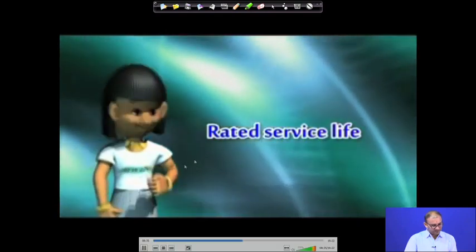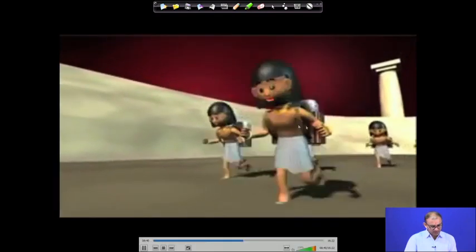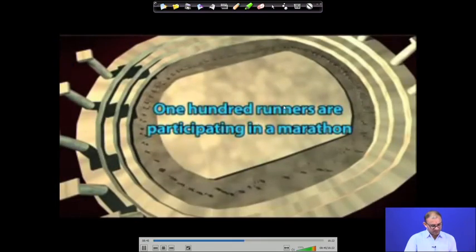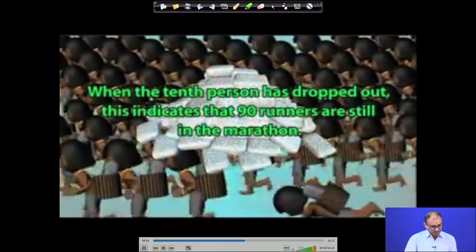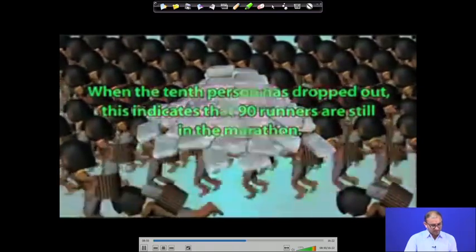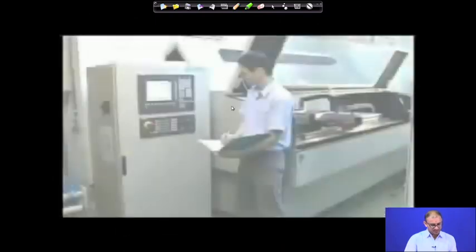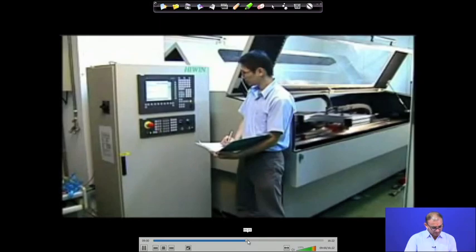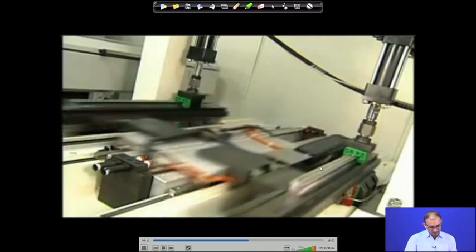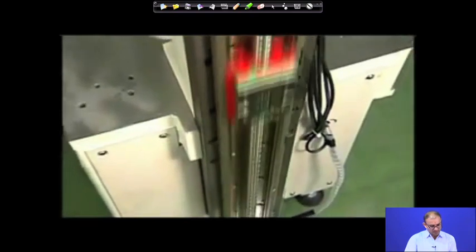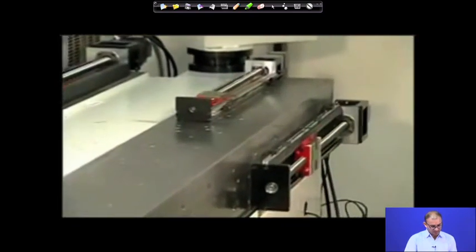Rated service life, again let us define that part. Again we are rotating all these balls in the same direction, and there are hundreds of these runners or balls. One by one they are going down and down, and 90% of the runners are still in the marathon. That is, 90% of the balls are still working at that particular location. This is how we can define that part. This is the under operation part. When you are working with this particular part and you find that 90% of the things are still working in that system, then that is called the service life of that component.